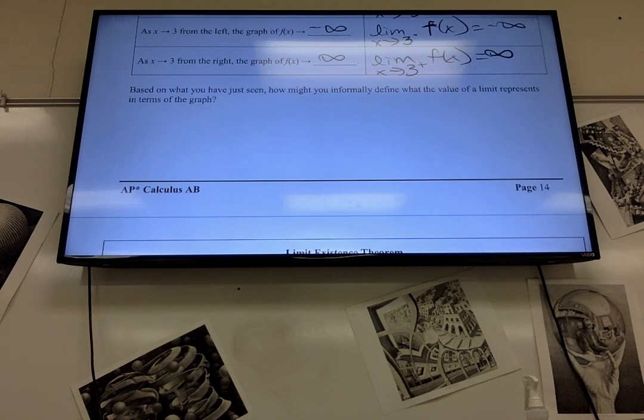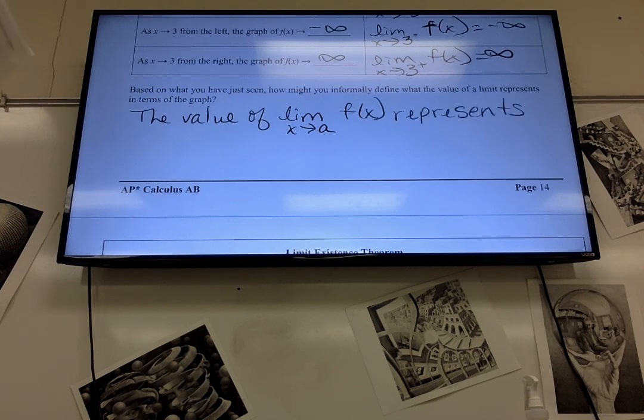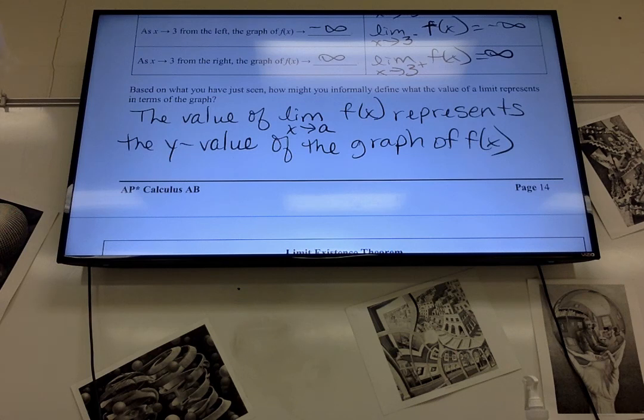Okay, so definition time. We're going to informally define what the value of a limit represents. So the value of the limit as x approaches a, some number, of f of x represents the y value of the graph of f of x as x approaches a. Yeah, that's right.